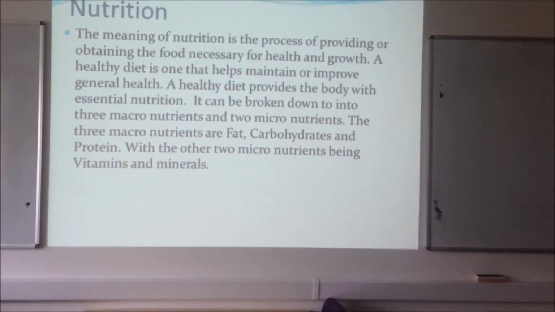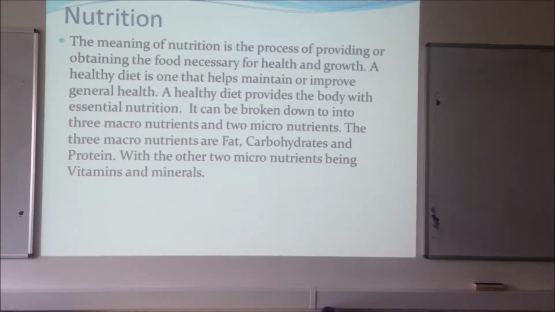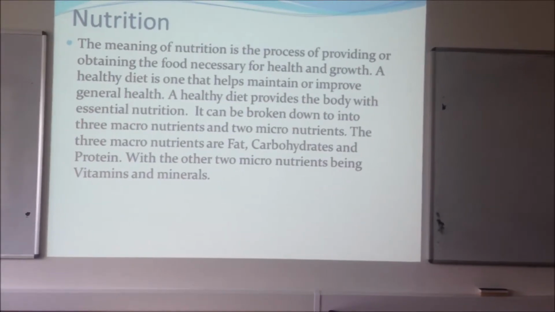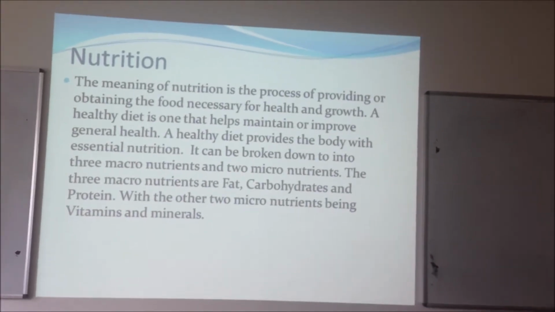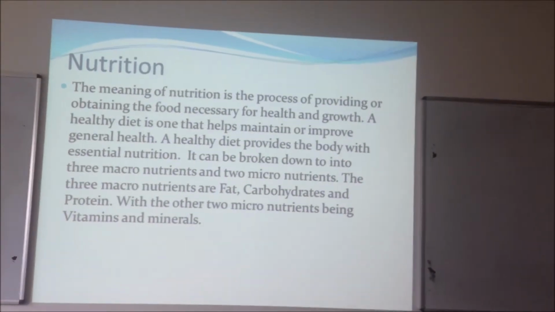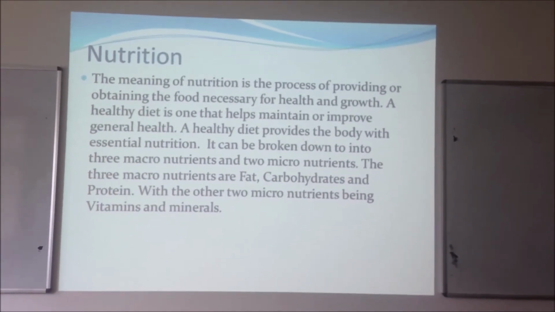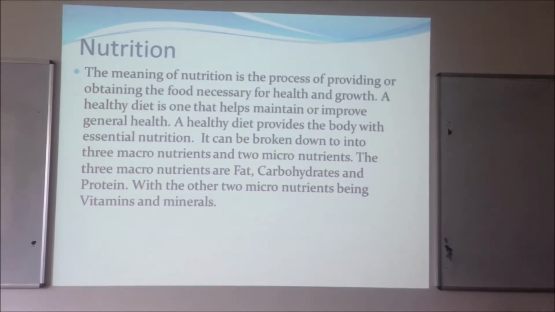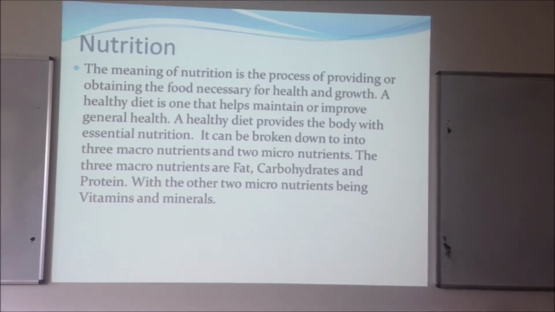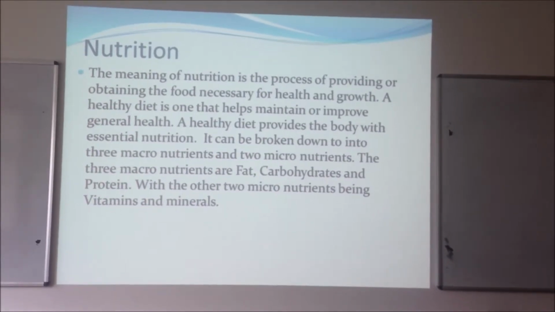Nutrition. The meaning of nutrition is the process of providing or obtaining the food necessary for healthy growth. A healthy diet is one that helps maintain or improve general health. A healthy diet provides the body with the essential nutrition. It can be broken down into 3 macronutrients and 2 micronutrients. The 3 macronutrients are fat, carbohydrates and protein, with the other 2 micronutrients being vitamins and minerals.